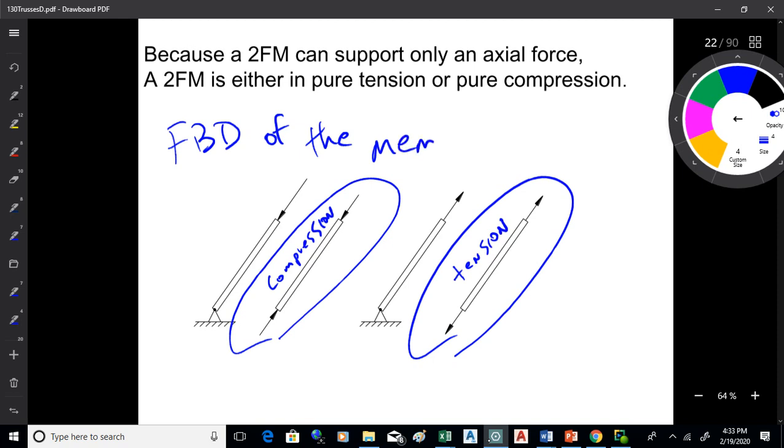So these are free body diagrams of the members. They're being crushed, pushed in, compression, or pulled, tension, one or the other. See, they don't get those perpendicular shear forces, which simplifies the design of them. That's why we want them to be two-force members, so we don't have to deal with shear forces in them, which are perpendicular to the axis of the member.